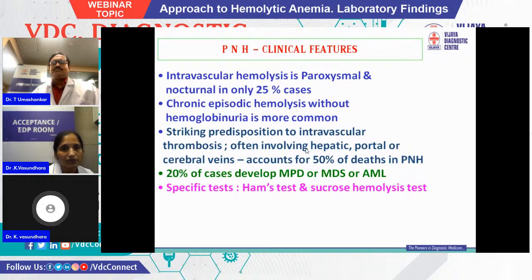Why it is named paroxysmal nocturnal hemoglobinuria is that usually at night, during sleep, the pH drops down to 7.25 to 7.35. At this pH range, there will be lysis of the RBCs, and the hemoglobin is released into the blood, causing hemoglobinemia.